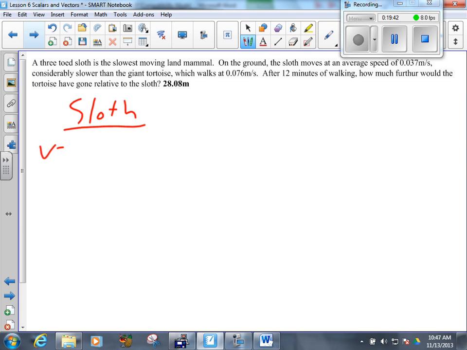So sloth. Sloth's speed, 0.037 meters per second. That is 3.7 centimeters per second, about that far. Pretty slow. Luckily, it has virtually no natural predators. And the time is going to be 12 times 60. What's 12 times 60? 720 seconds.